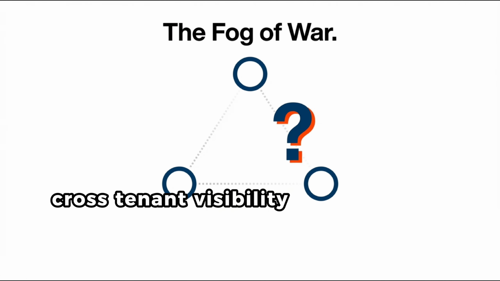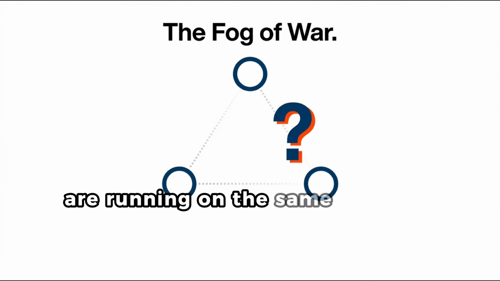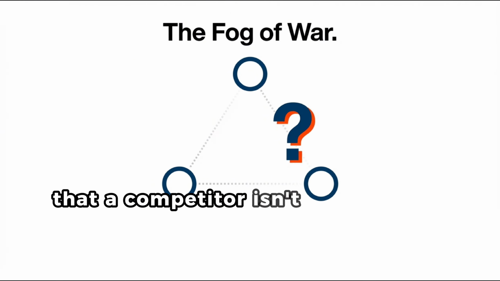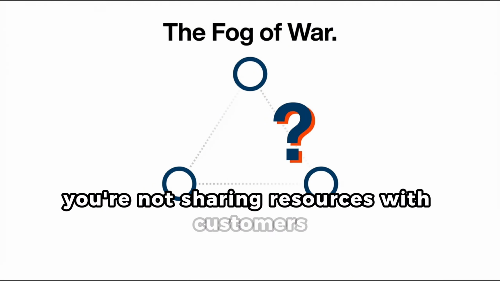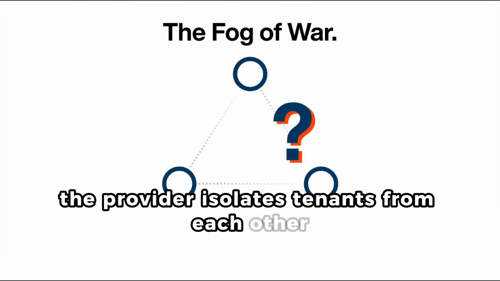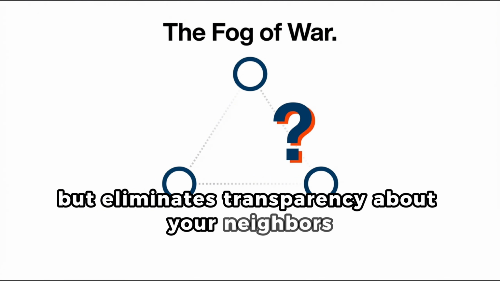Cross-tenant visibility is completely blocked. You'll never know which other organizations are running on the same physical infrastructure as you. You can't verify that a competitor isn't on the same hardware. You can't confirm that you're not sharing resources with customers in sanctioned countries. The provider isolates tenants from each other, which protects everyone but eliminates transparency about your neighbors.